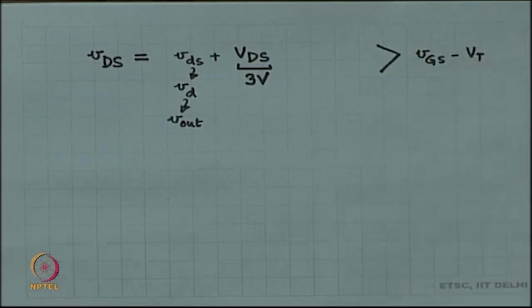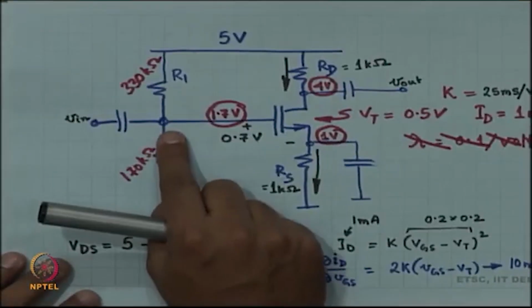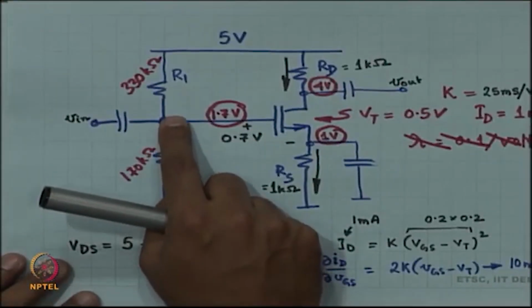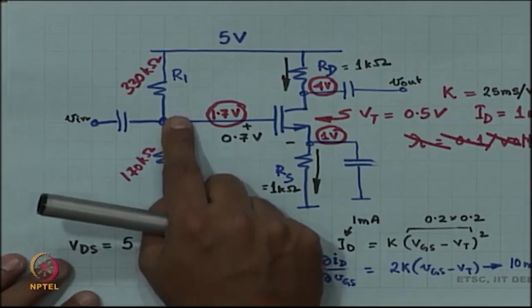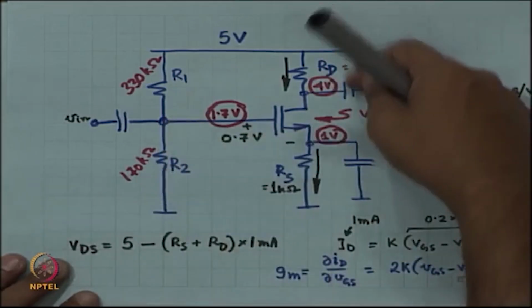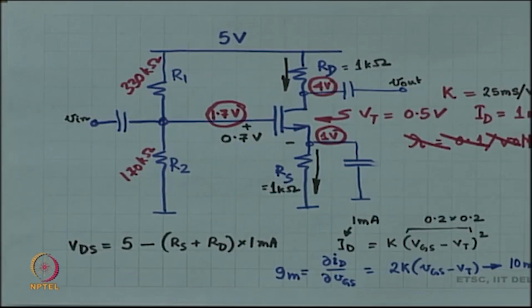Okay. Now, in this case, the gate voltage is also going to be changing. When the gate voltage increases by 1 millivolt, the drain voltage decreases by 10 millivolts. That is what it means by having a gain of minus 10. All right. So, be careful over there.